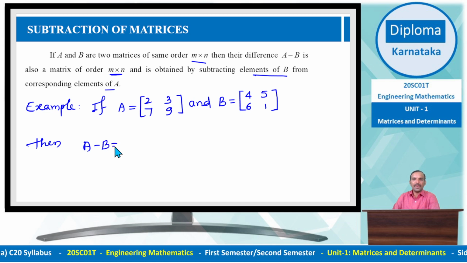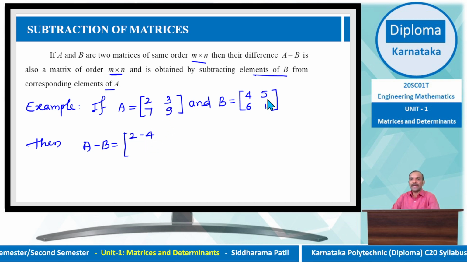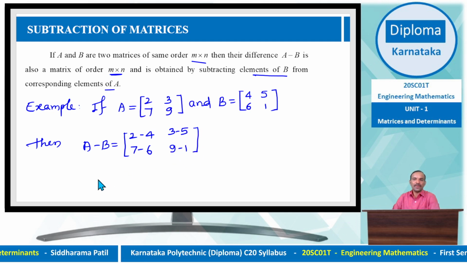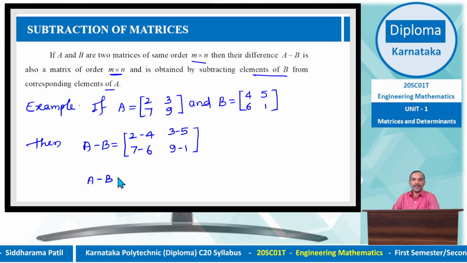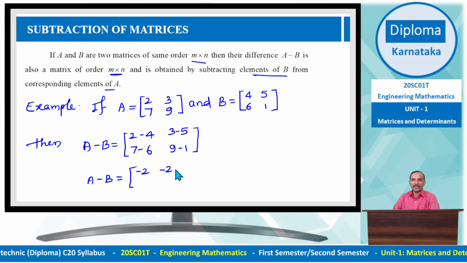A minus B. You have to subtract corresponding elements, that is 2 minus 4. 2 is the first row first column element of A, and the first row first column element of B is 4. Next 3, here it is 5, 3 minus 5. 7 minus 6. 9 minus 1. So A minus B is equal to: 2 minus 4 is minus 2, 3 minus 5 is minus 2, 7 minus 6 is 1, 9 minus 1 is 8.